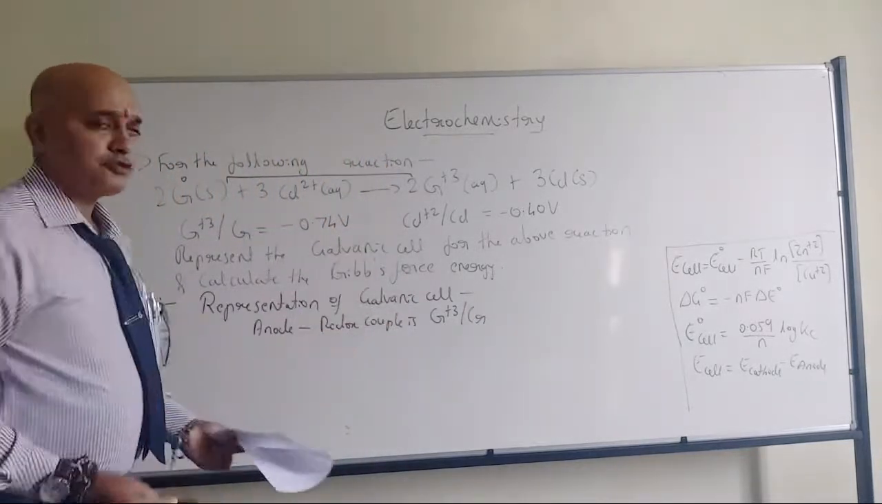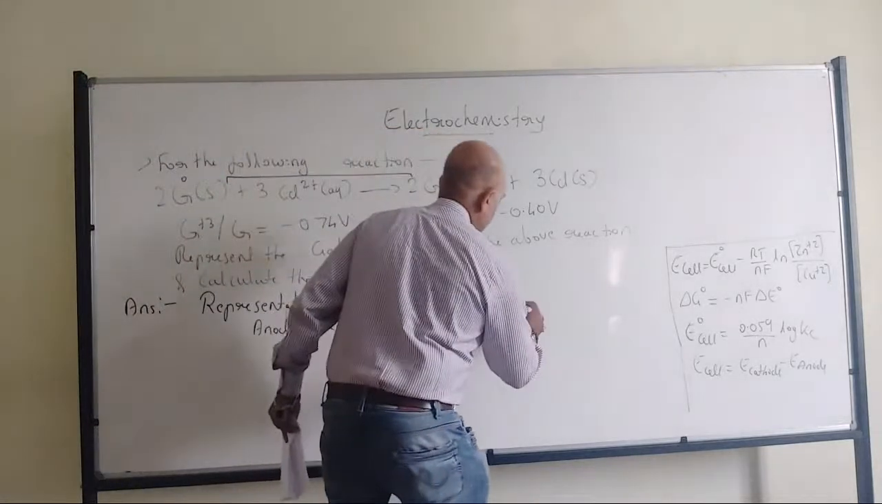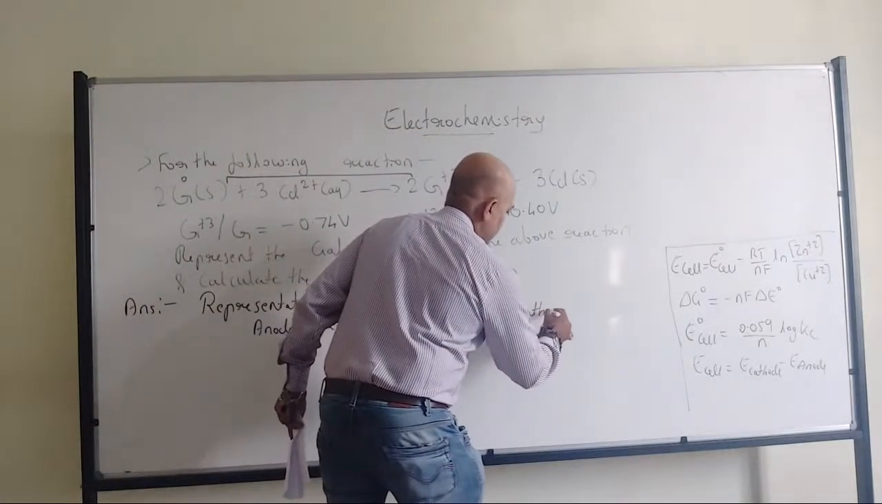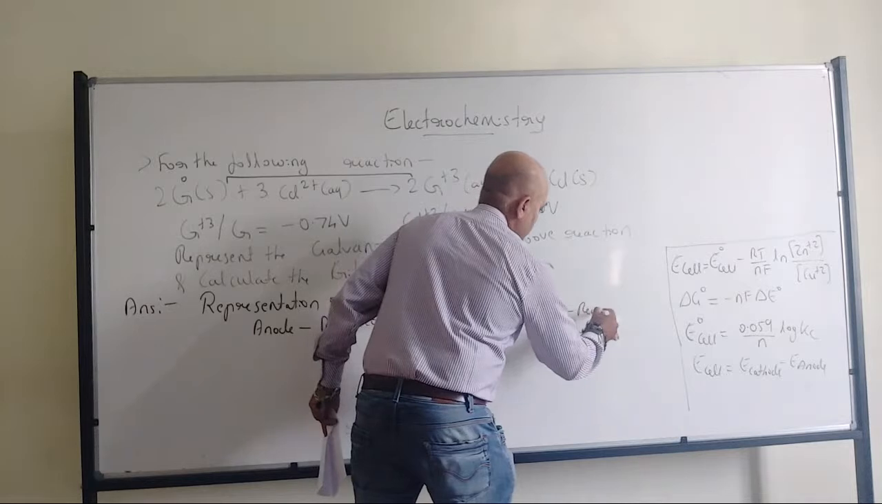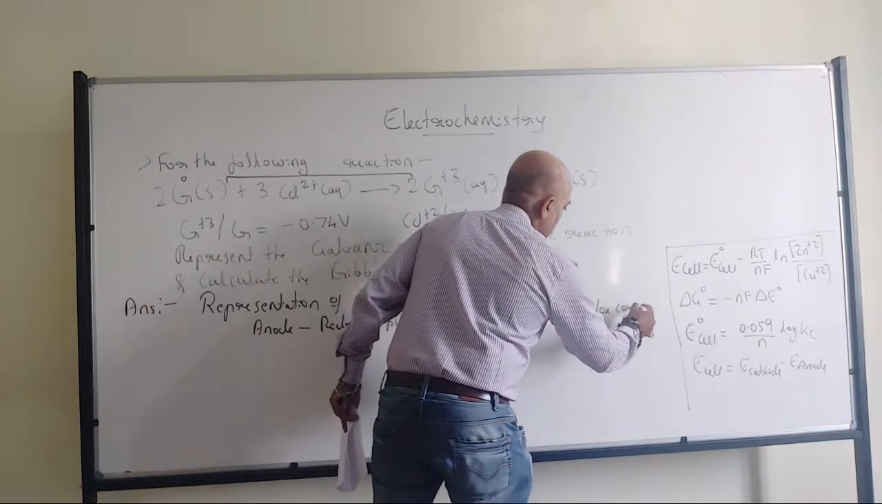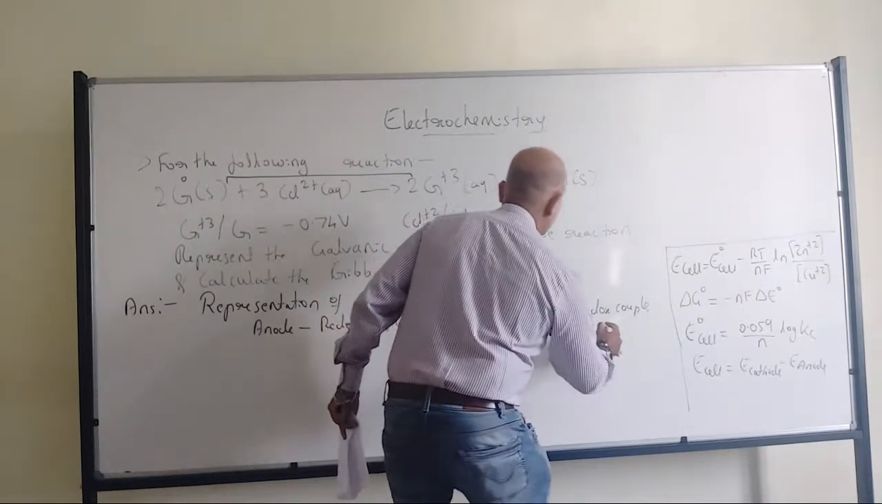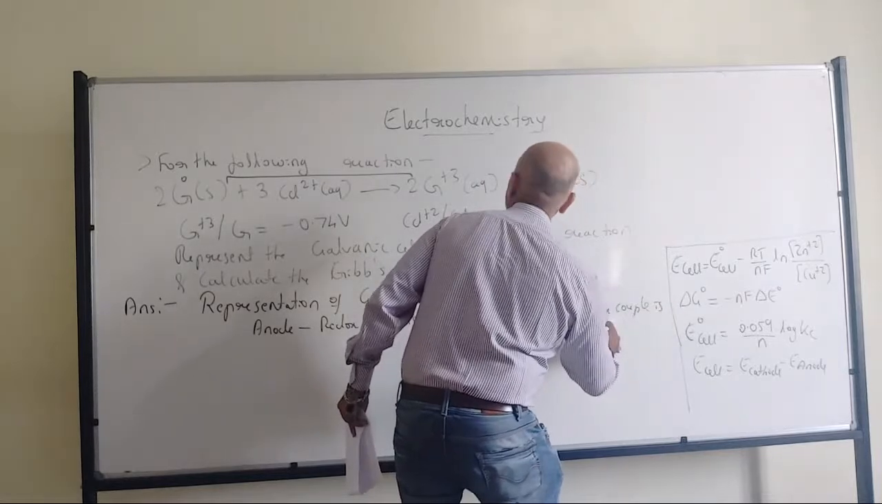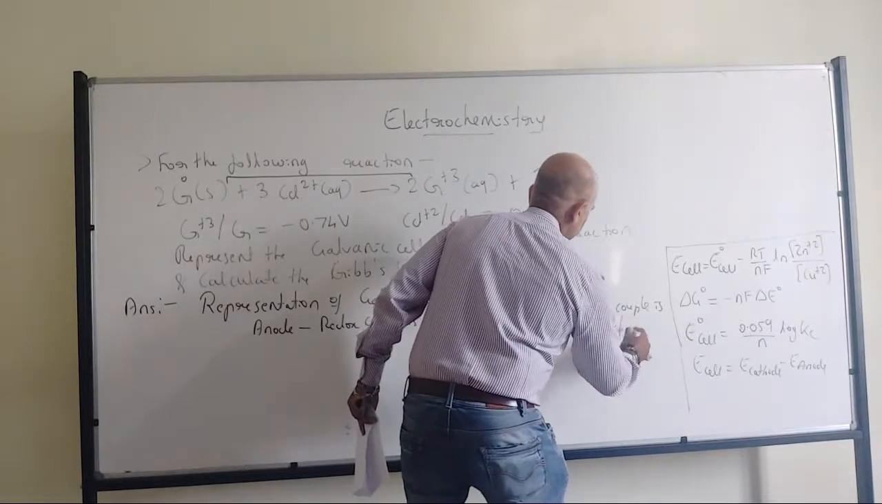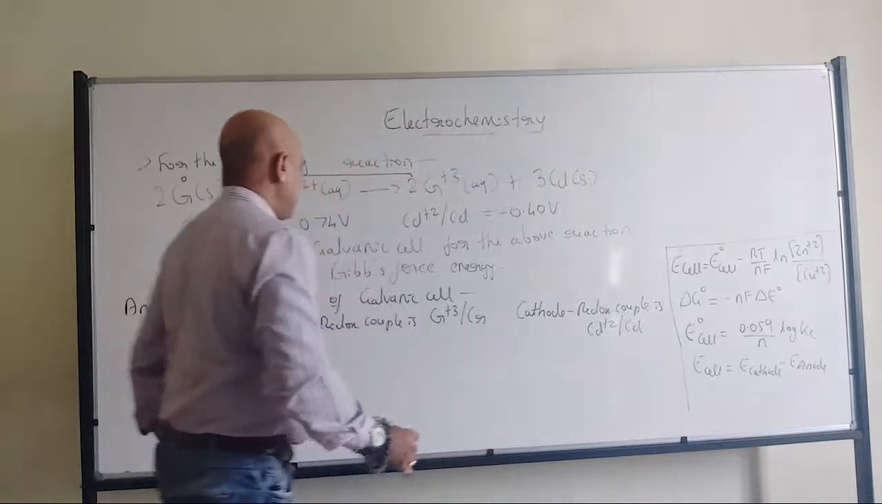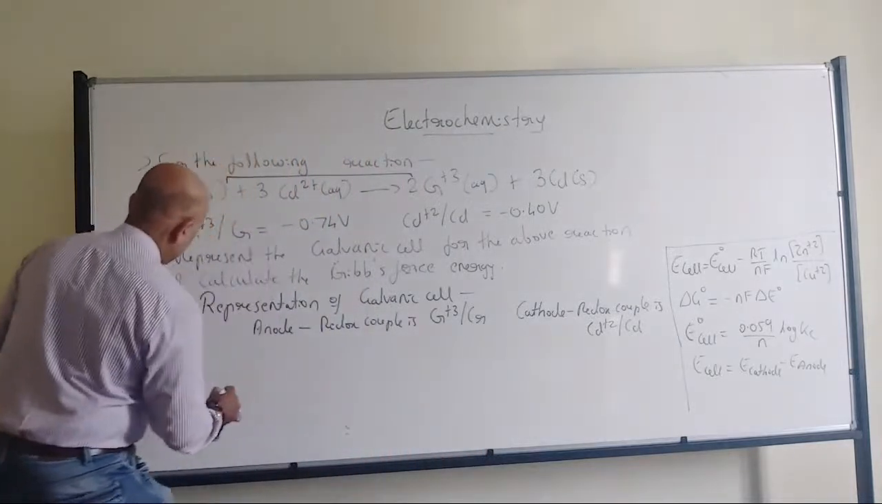Naturally, the other one should be the cathode, or half cell also you can write. The couple is cadmium plus 2 and cadmium. Now we can easily represent the galvanic cell.